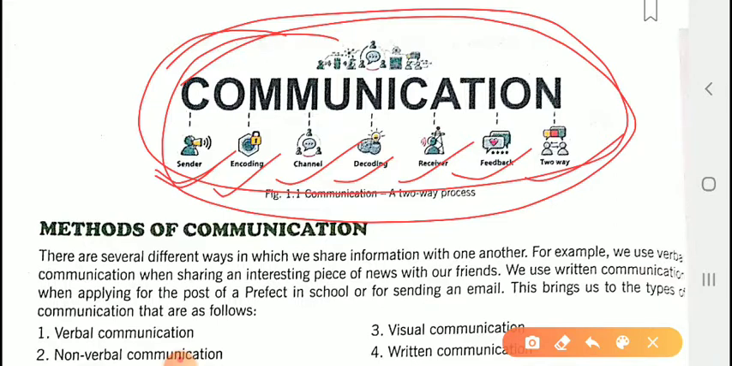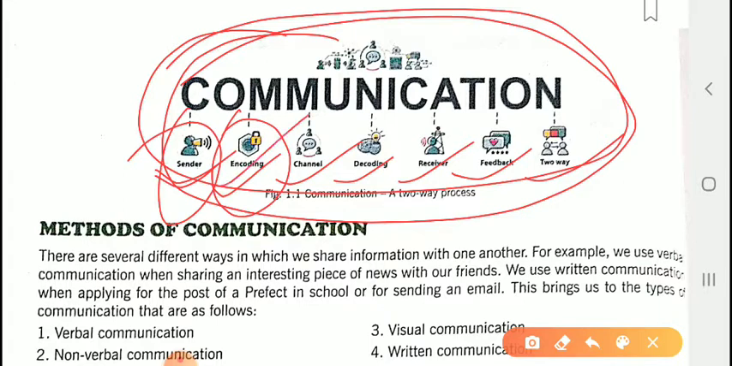Okay, so first thing is sender. For communication, one sender is needed. Without a sender we cannot send anything. Suppose we have to talk with another person, so we are the sender, we are just sending the message. Second thing is encoding. Encoding means the language in which we want to communicate with each other.